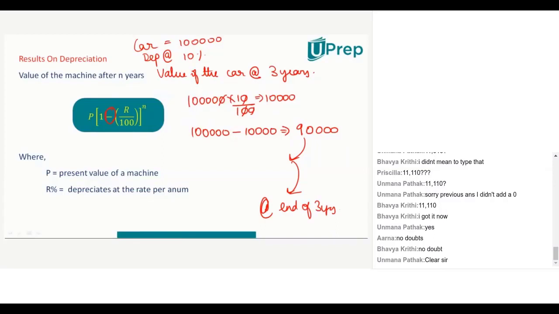I want the logic to be clear in your head. If you want to save time, you put the formula directly. But you should understand how you got the formula. Put the formula, you will end up at the same answer. Are we clear with this? I spent more time on the previous slide so that this slide became a cakewalk.